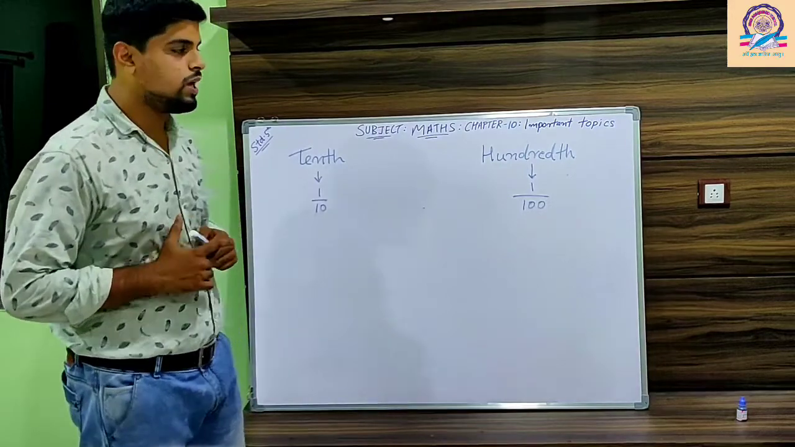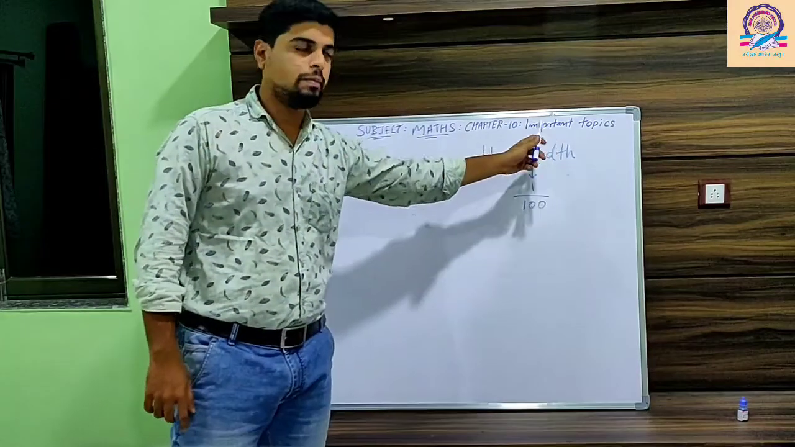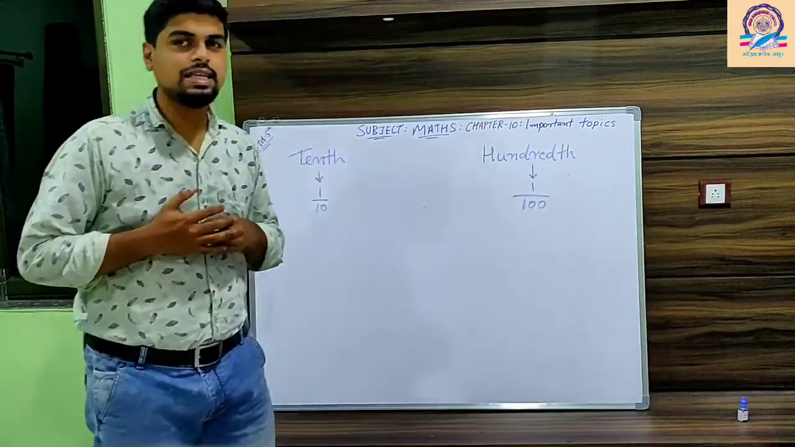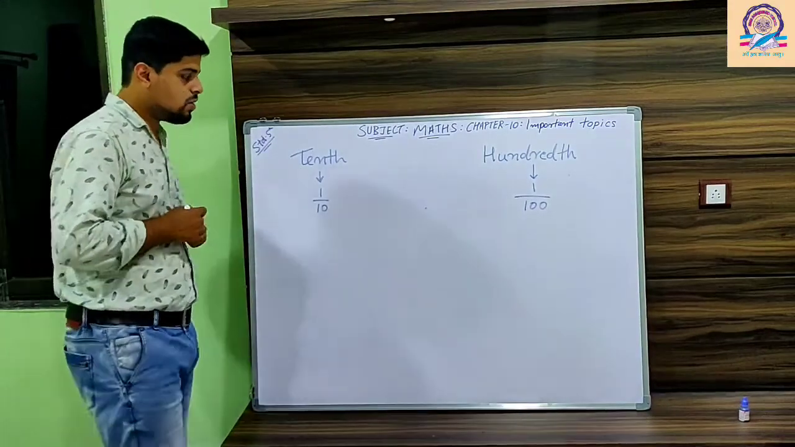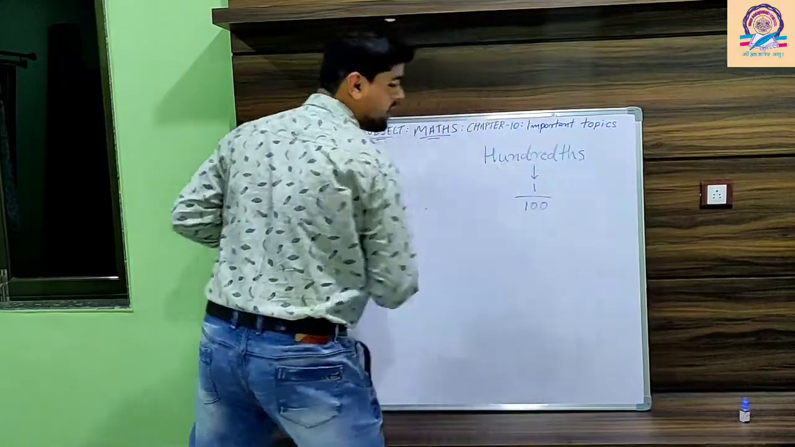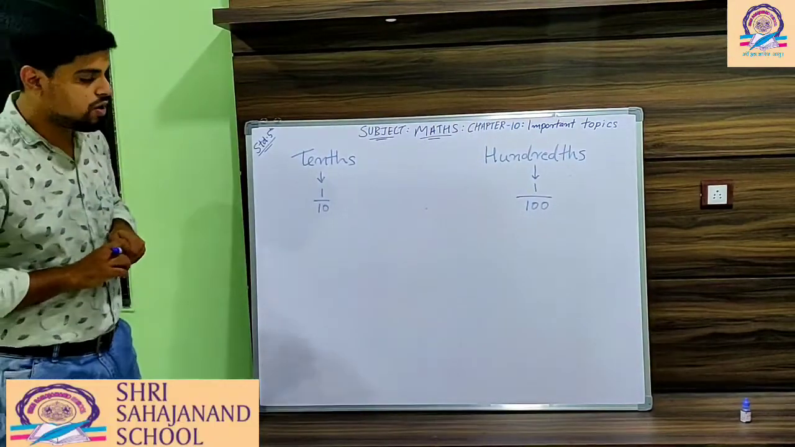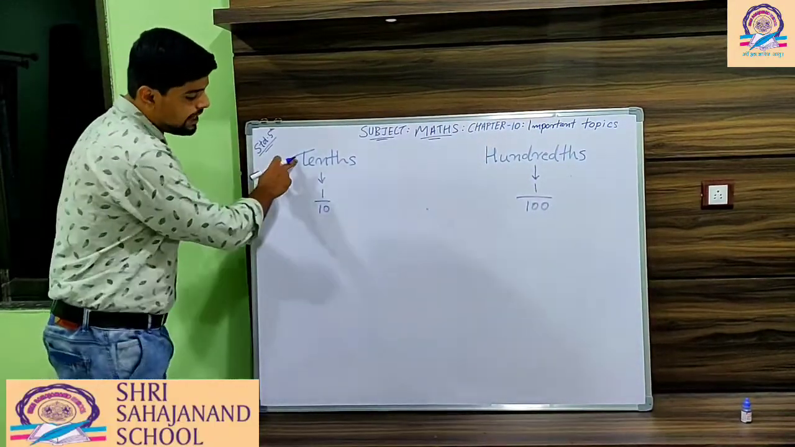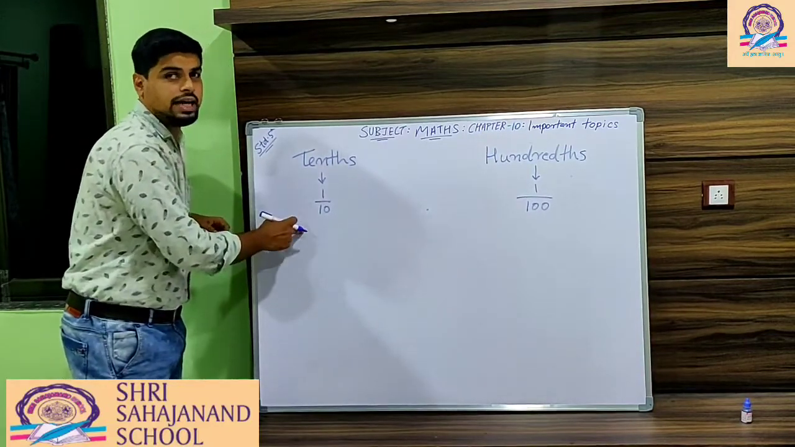In today's video we are going to learn about important topics of chapter 10, that is tens and hundreds. So let's see first what is tens and what is hundreds. Okay, so as you can see on the board, the tens are nothing but 1/10 of a whole.